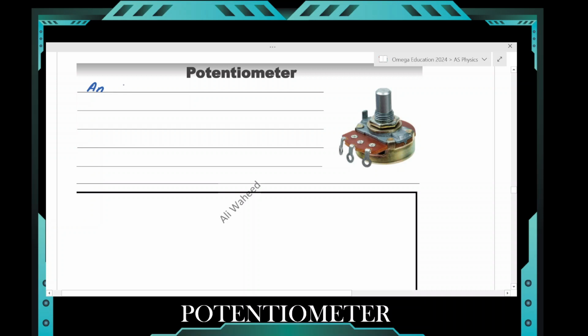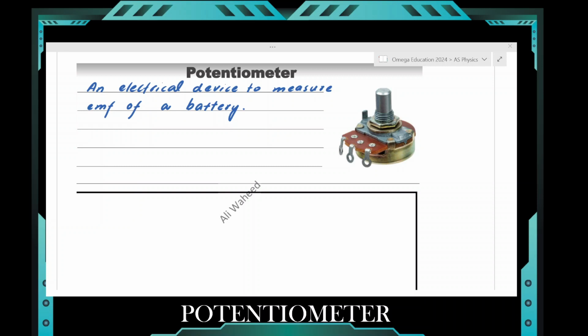So I'm going to write over here: an electrical appliance to measure EMF of a battery. And with this device, if you're going to measure the EMF of a battery, we have to compare it with the EMF of another battery, and the EMF of that other battery has to be given. It has to be known. Only then can we make use of the potentiometer.